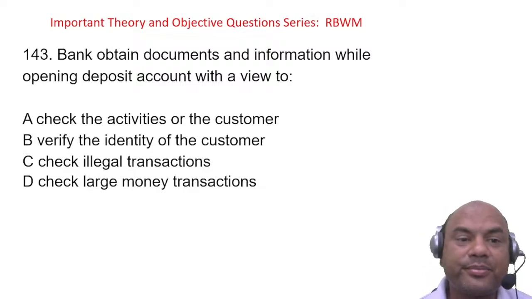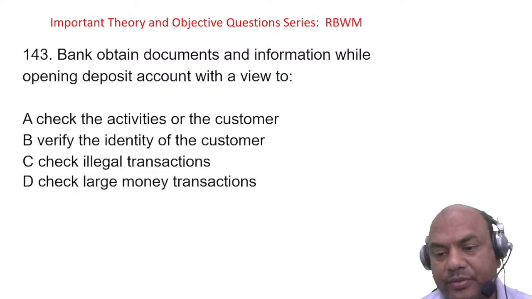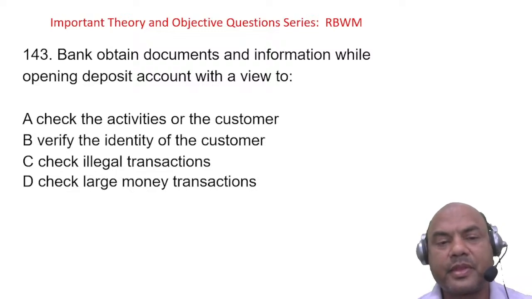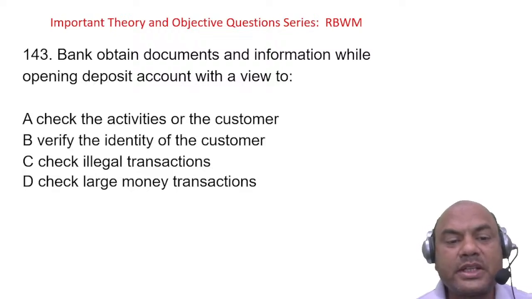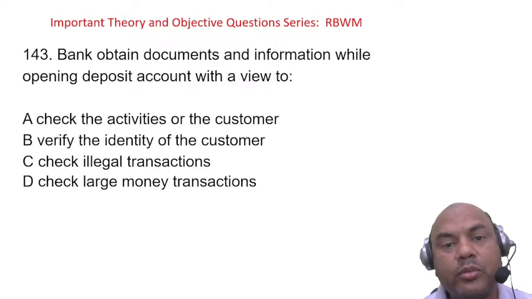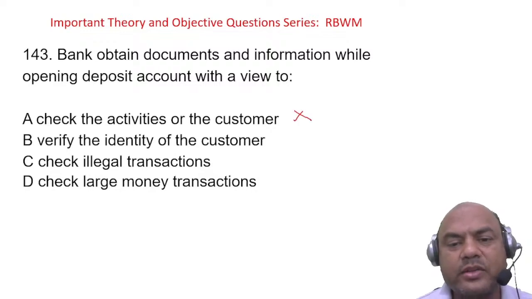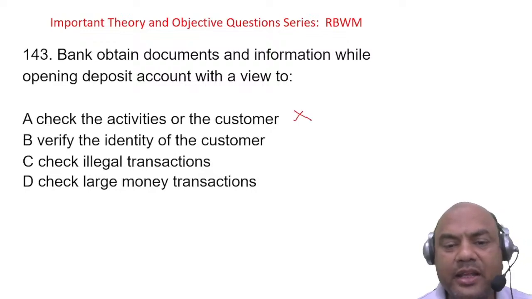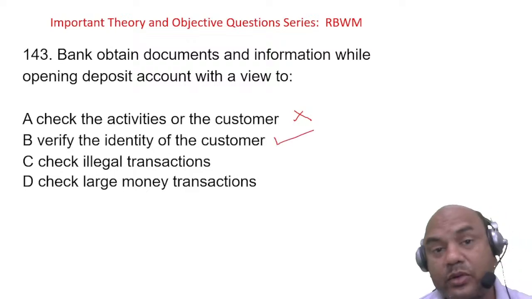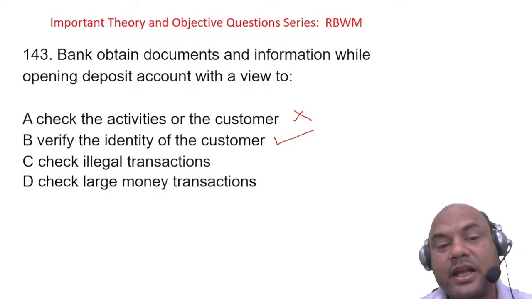What do you think over here? What should be the answer? Do you check the activities of the customer? Activities means where does this customer go? What does he do in the full day? Whom does he meet? No, right? You can't check the activities of that customer. Identity, yes, I can say that, because identity, whether you are the same person. Now, identity here means I can check the address also.